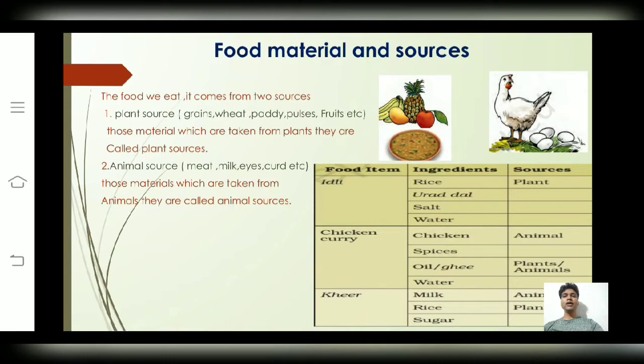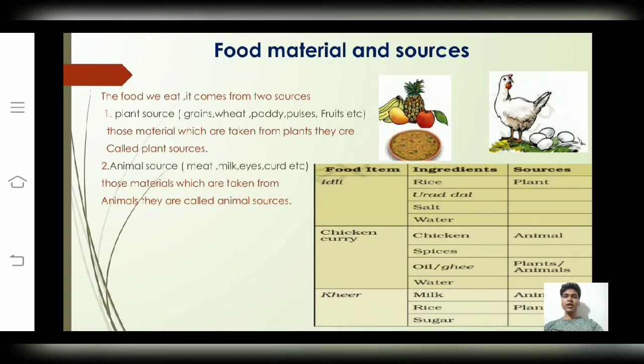They are the essential part of our food and they are collected from the plants. The second is animal sources. Animal sources means those materials which are taken from animals. They are called animal sources. For example, meat, milk, curd, etc.